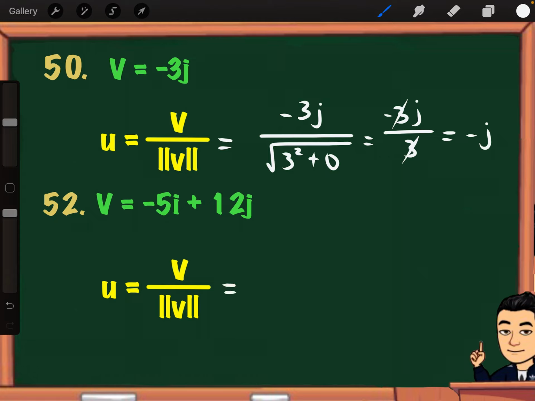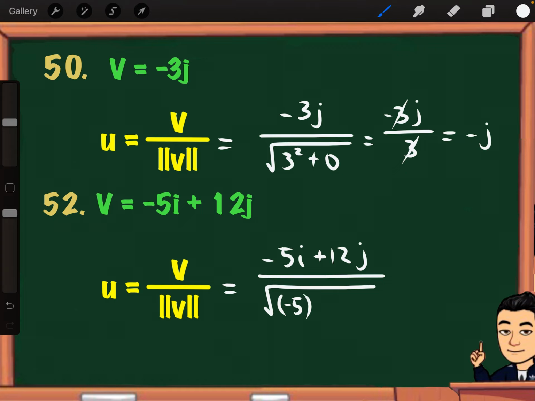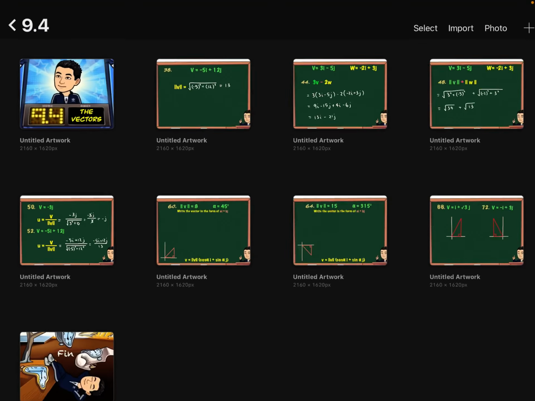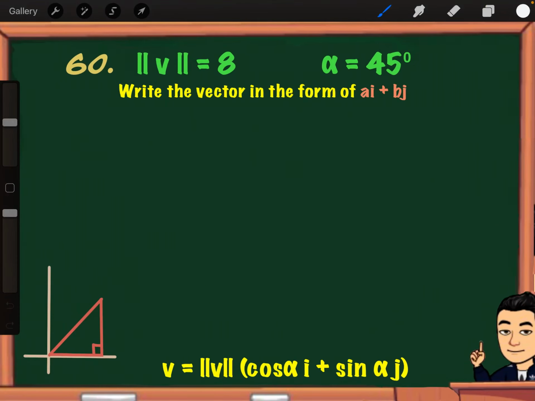So for the unit vector for number 52, we're going to do the same thing. So you just rewrite the v on top. So negative 5i plus 12j over, now we're going to find the magnitude. So you're going to have negative 5 squared plus 12 squared. So that's going to be 13. So you're going to put negative 5i plus 12j over 13. Okay, so let's check out the next question. The next question is going to be number 60.